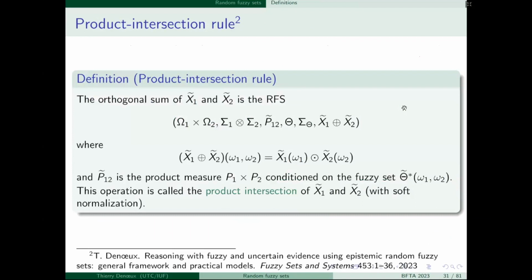So we have this definition of what I call the product intersection rule to combine random fuzzy sets. The orthogonal sum of two random fuzzy sets, x1 tilde, x2 tilde, is that random fuzzy set where you take a product measure, here is a set of events, a product of the two sigma algebras, the tensor product. This is a product measure conditioned on that fuzzy set, and this is a notation for the new mapping that maps omega-1, omega-2 to the product intersection of the images.